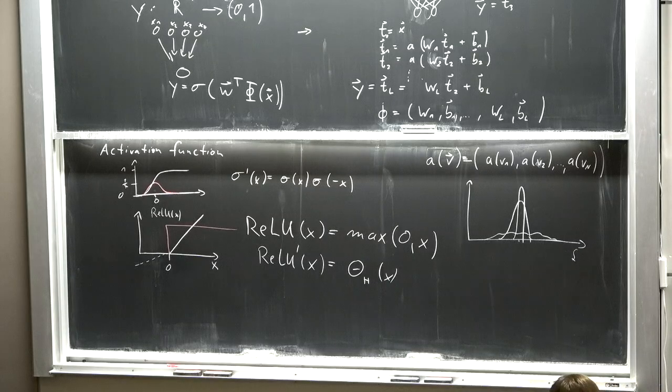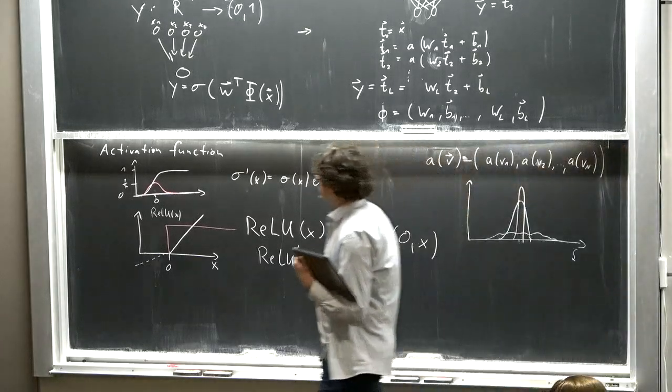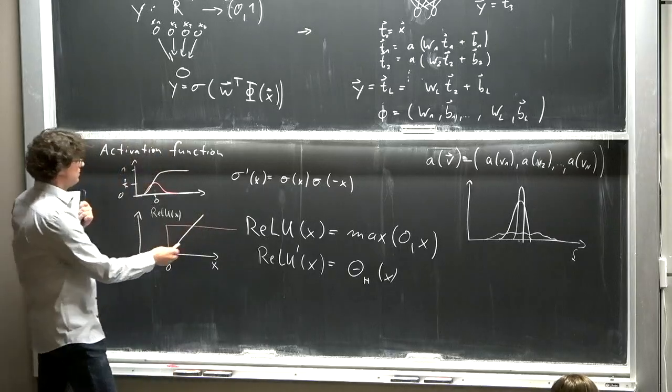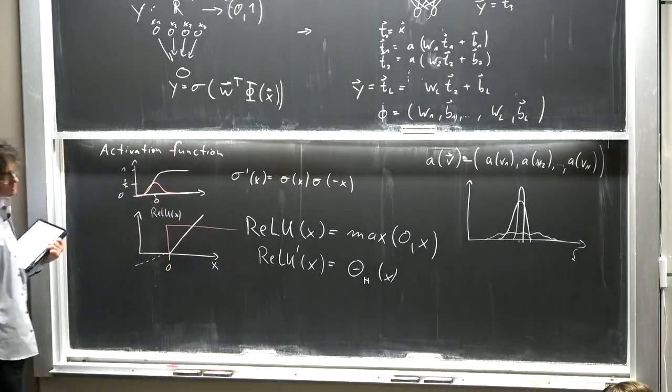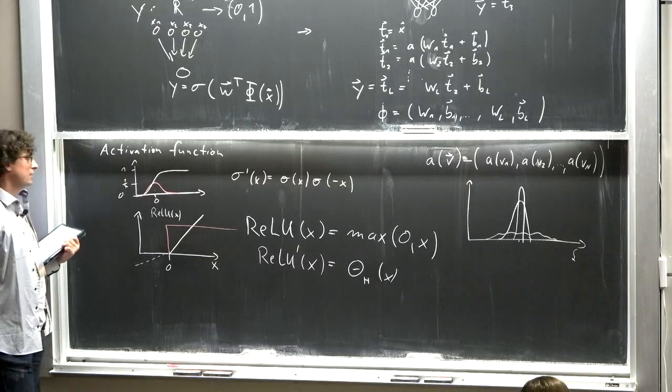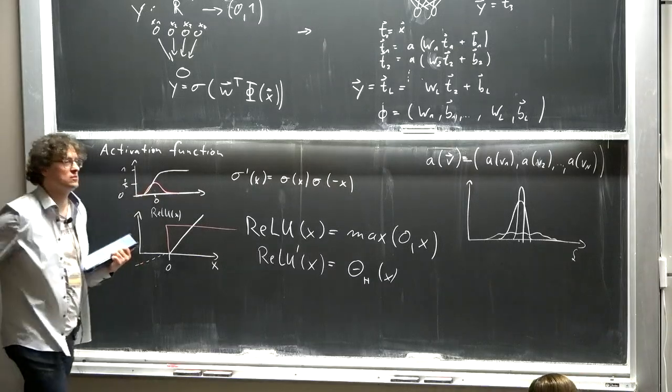The main criterion, I think, is that it shouldn't be a bounded function. If it's bounded, then you have, again, this vanishing gradient problem. Or probably there are also counterexamples for that, but having these non-bounded functions helps a lot.